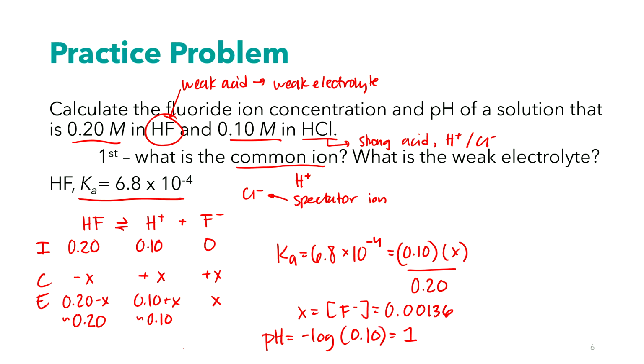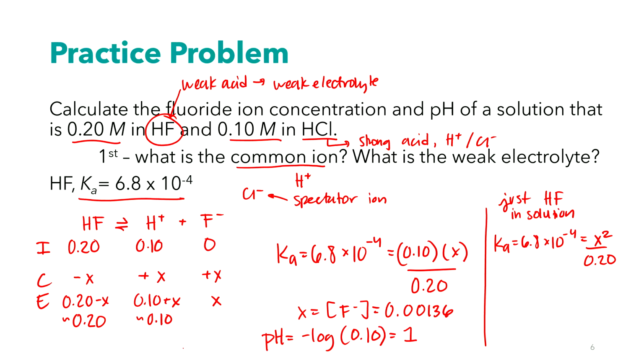The other thing I want to point out is if I had not added HCl, if it had just been HF in solution, I went through and did that ice table. So I wound up with Ka, 6.8 times 10 to the negative fourth, equals X squared over 0.20. That was without adding in any of the H+. If I calculate out that X value, which is my F-, that was 0.012 molar. That's where I was about to write that other number.